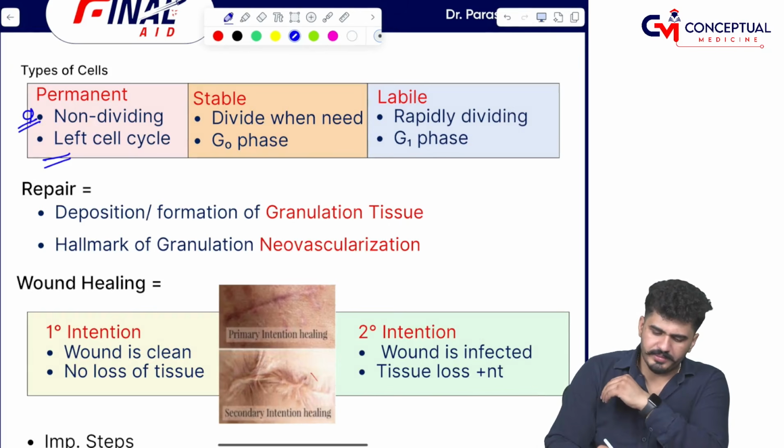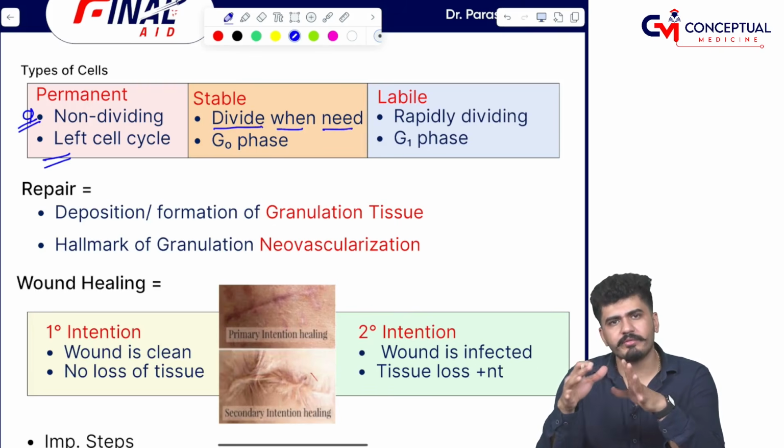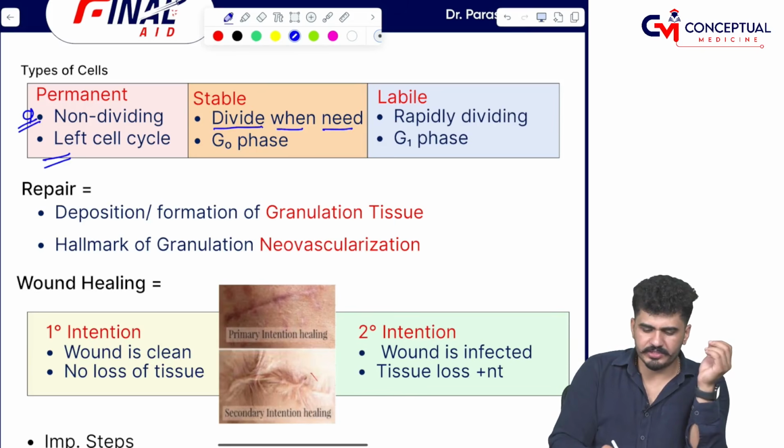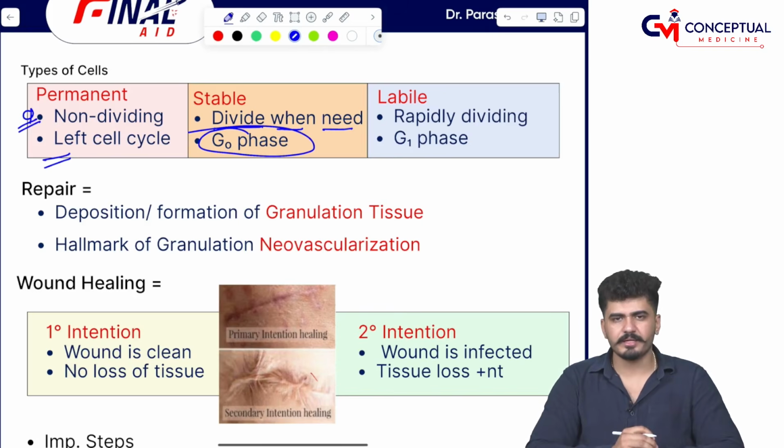Okay. Now stable cells, they divide when it is needed. Otherwise they don't, but they only divide when there is a need. And they are present in G0 phase of the cycle. Can you give me one example of a stable cell?